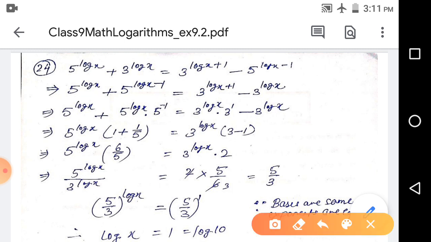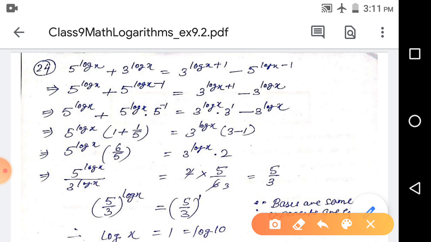As this one has log x minus 1 as the exponent, with base 5, we can directly write this as 5 to the power log x into 5 to the power minus 1. This we can write by using the ideas of exponents.